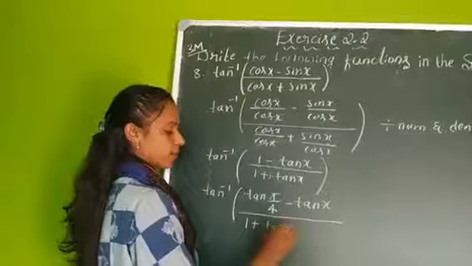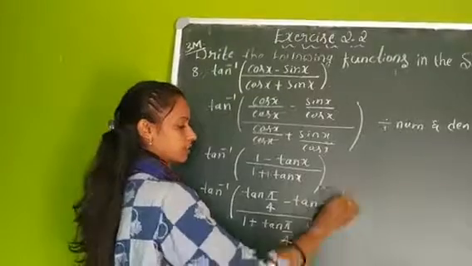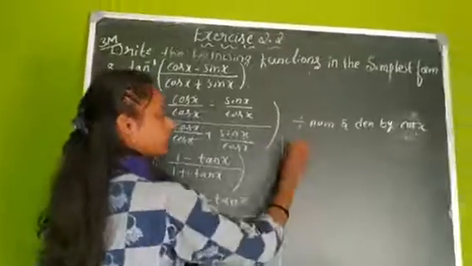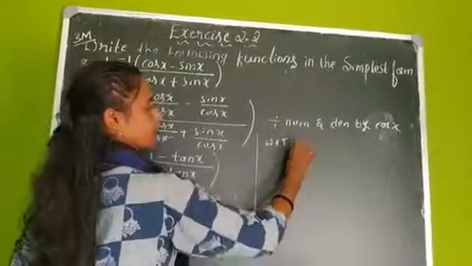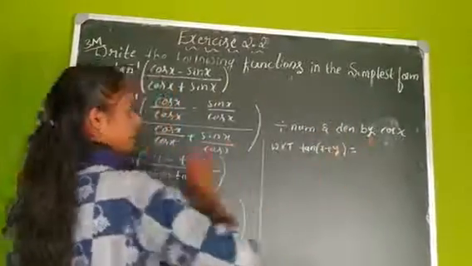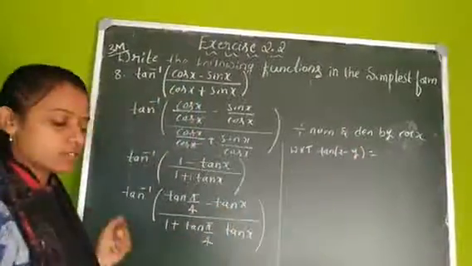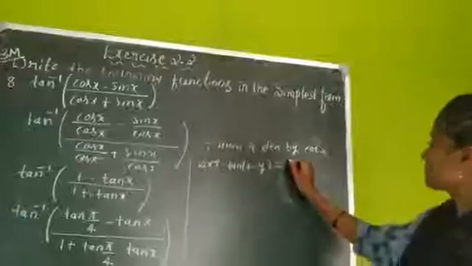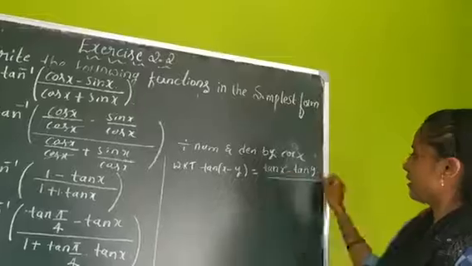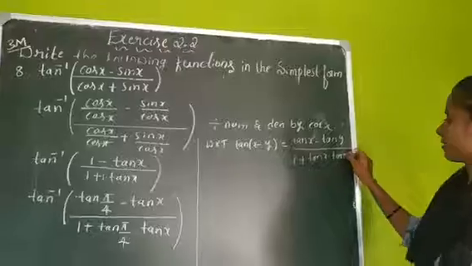So tan(pi/4) into tan x. If you remember the formula, we know that tan(x plus y) can be written as... it is a plus, so I just write it as a minus. Tan(x minus y) can be written as (tan x minus tan y) divided by (1 plus tan x into tan y).